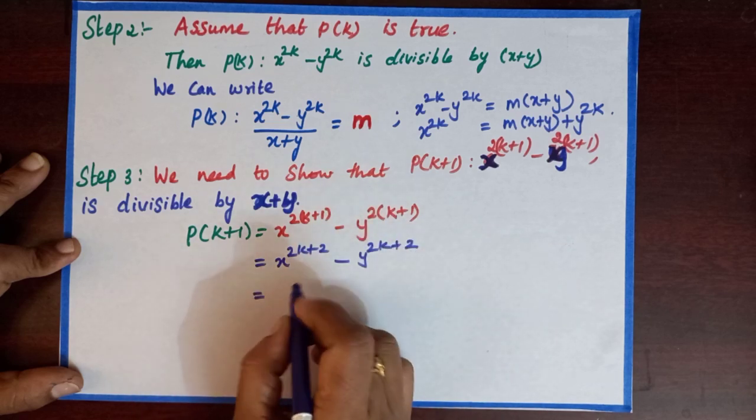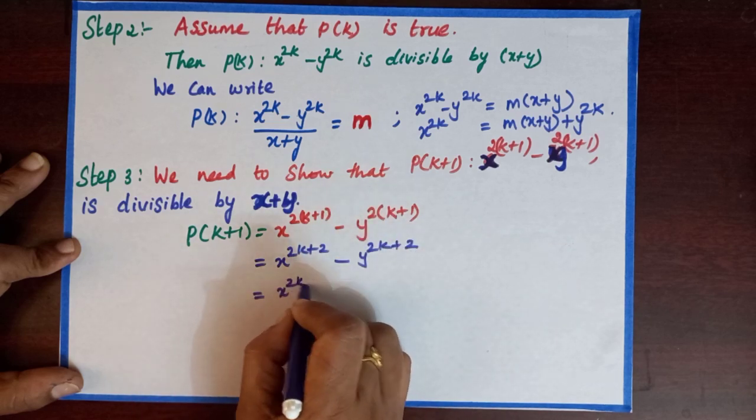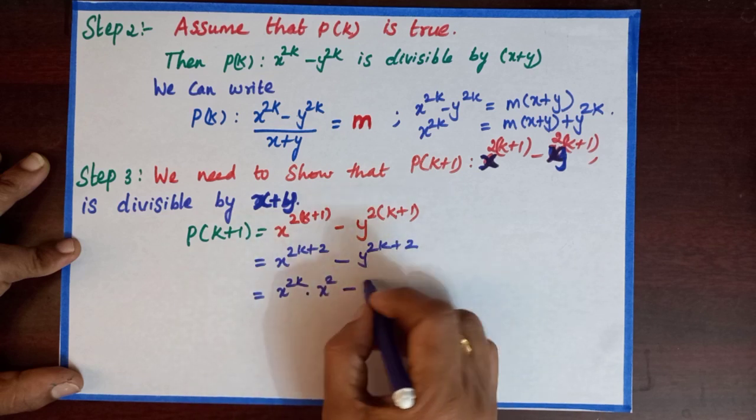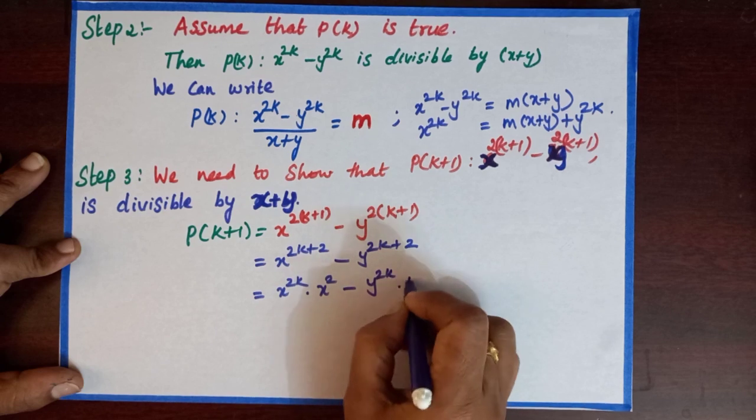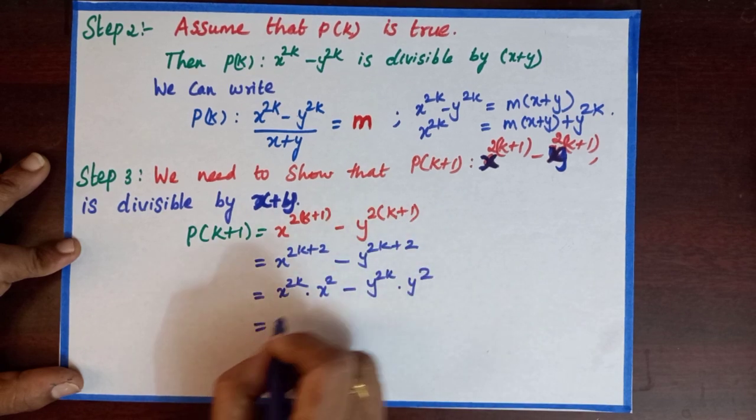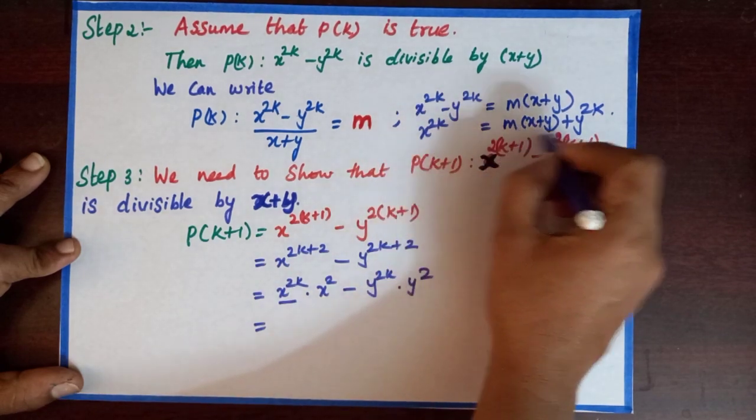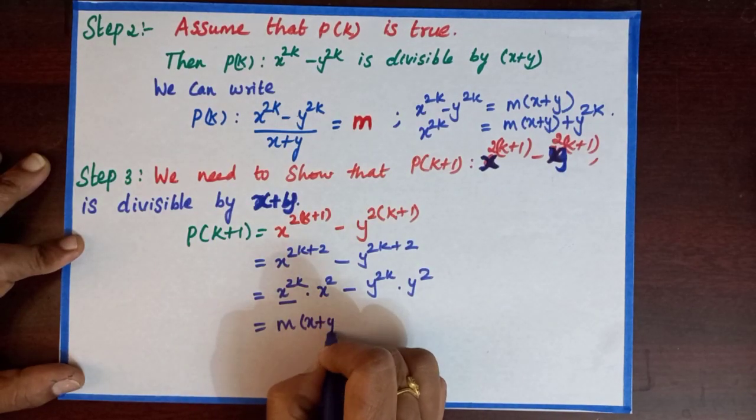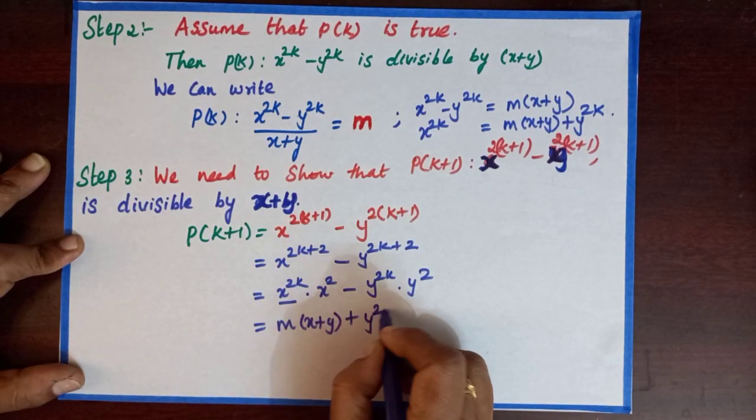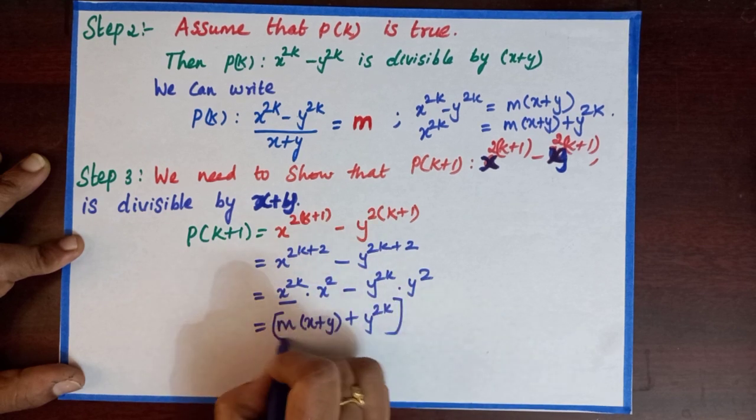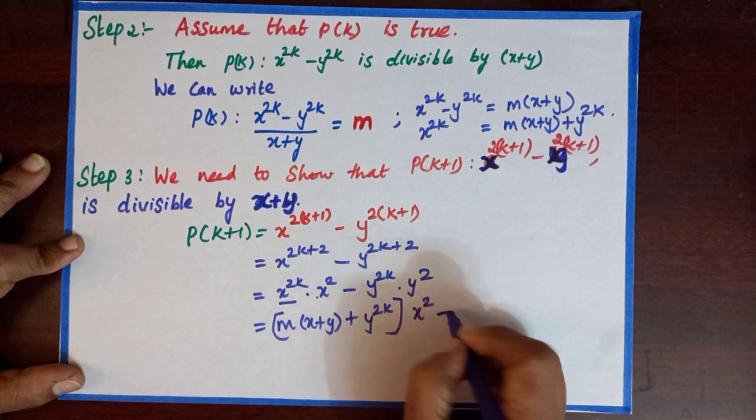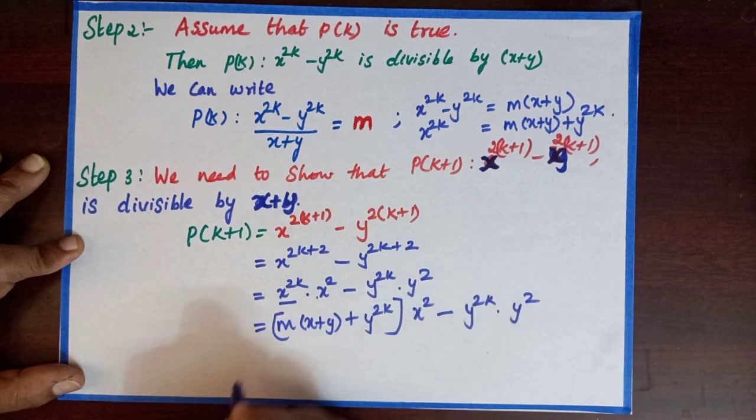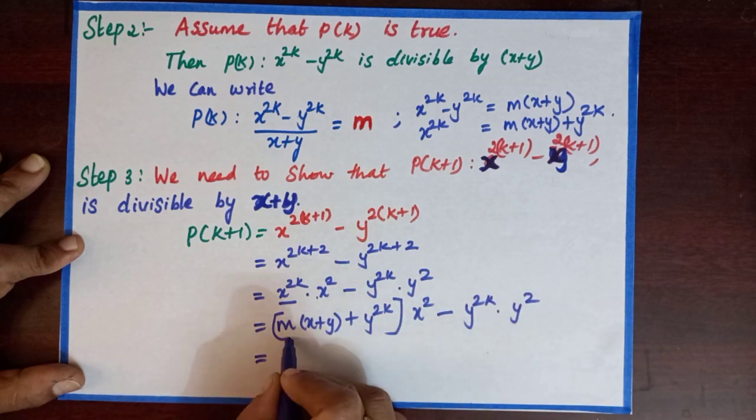X power 2k plus 2 can be written as x power 2k into x square, minus y power 2k plus 2 can be written as y power 2k into y square. Now in the place of x power 2k, I am going to substitute this. Then I will get m of x plus y power 2k into x square minus y power 2k into y square.